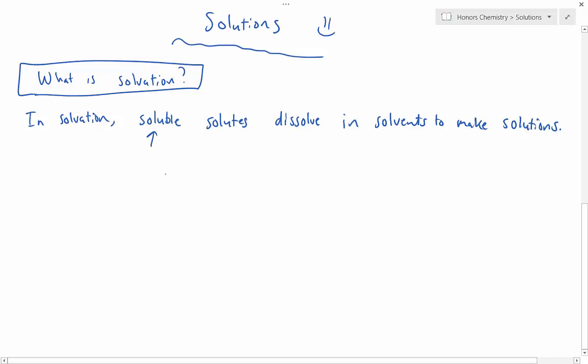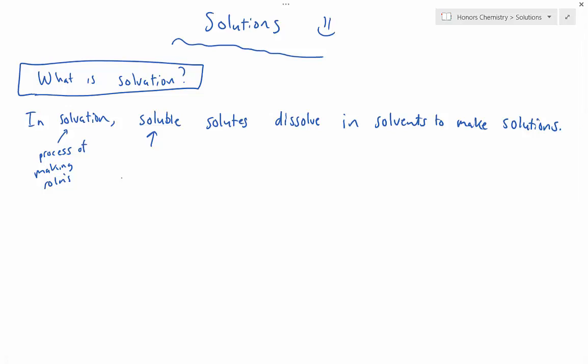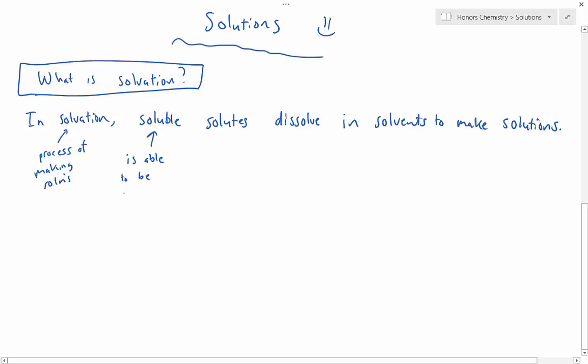So we need to break down these words. In solvation, we're talking about the process of making a solution. Okay. Process of making solutions. Soluble. What does it mean, soluble? Okay, you think about putting sugar in water and we say that that's soluble. Soluble just means it is able to be dissolved. Okay, able to be dissolved.